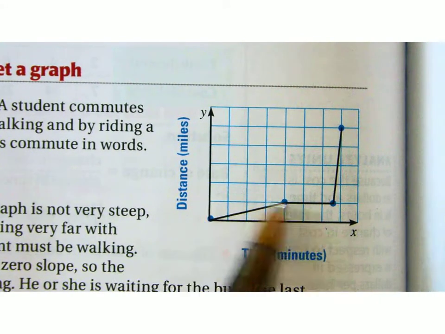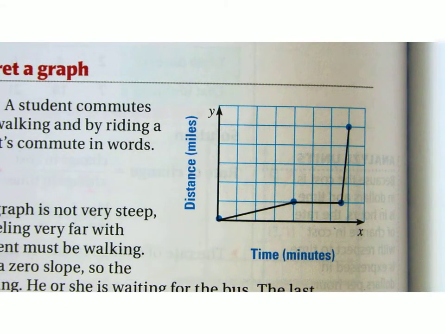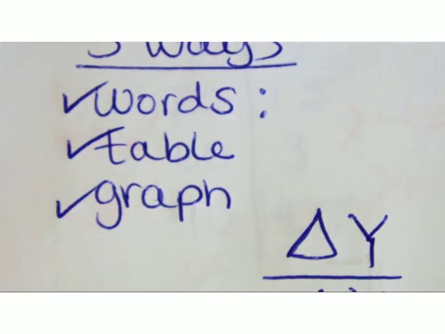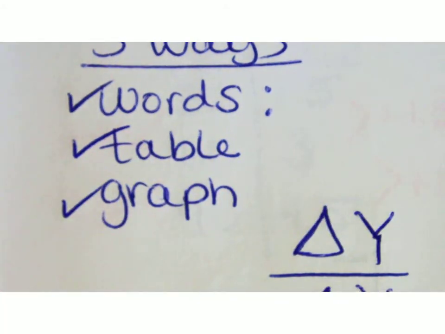So 3 different ways to find rate of change: from words, from a table, and from a graph. Do you understand how to find rate of change for all 3 of those? Hopefully, yes. Tomorrow we practice, okay?